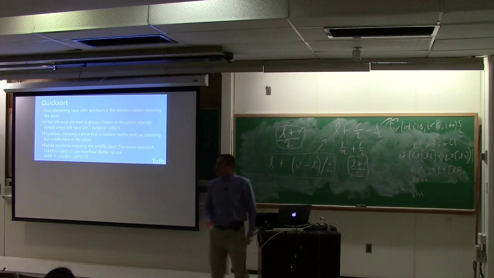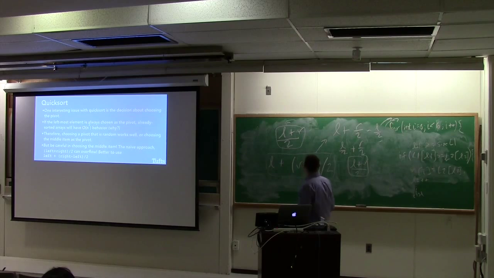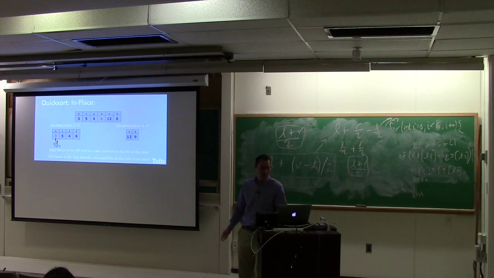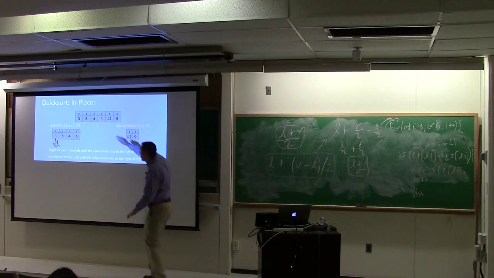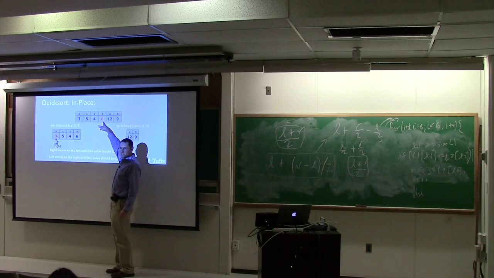Now, if you pick your middle value to be your pivot, I don't have it up here. If you pick your middle value to be your pivot, let's say it turned out like this before. You pick that. What's the problem there? Any ideas?